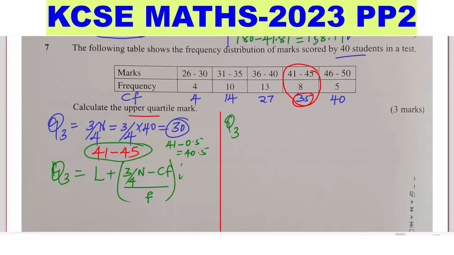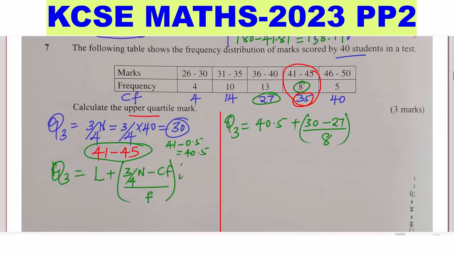So Q3 is equal to 40.5 plus 3/4 of n. 3/4 times 40 will give 30. Then you subtract CF, the cumulative frequency above that class. Above which class? Above this class, 41 to 45. It is 27. So subtract 27, then divide by F, the frequency of that class. The frequency of that class is 8.